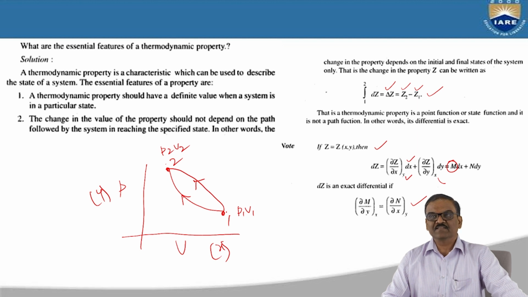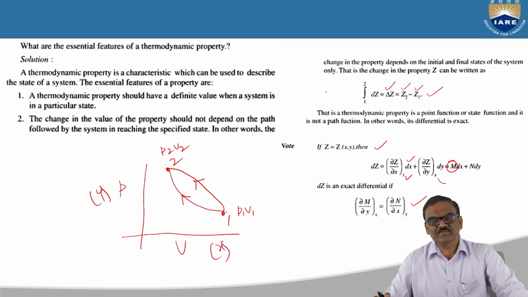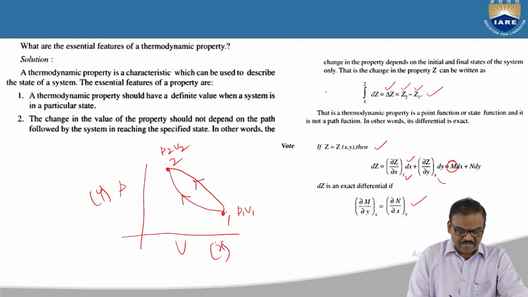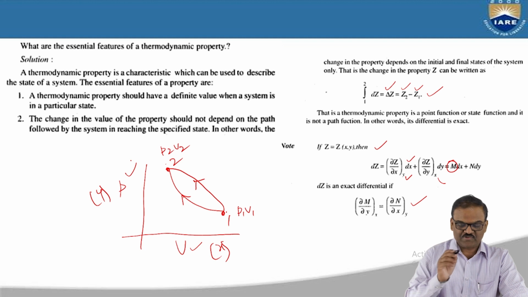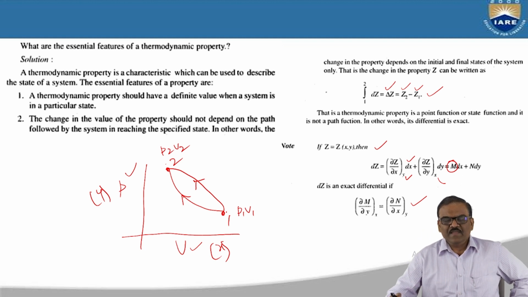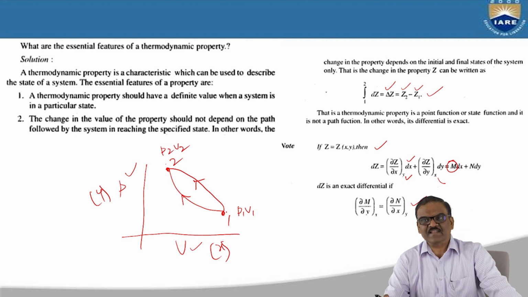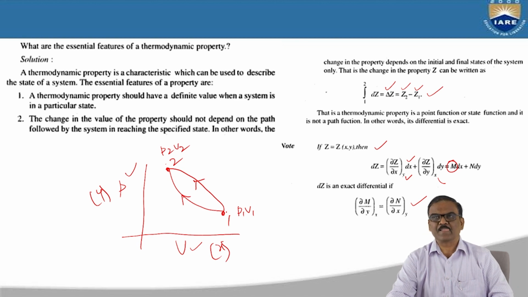Then z is a thermodynamic property. Hope that you have understood how to define a property in a thermodynamic system. Say here x and y we have written means it is volume and pressure. So a property is defined when, mathematically, it is an exact differential.